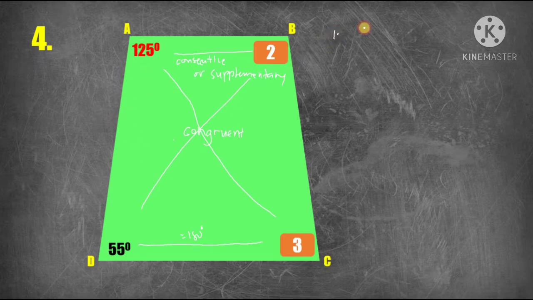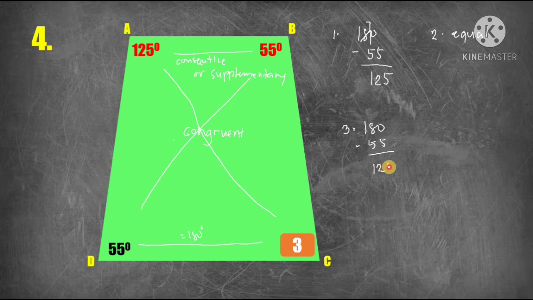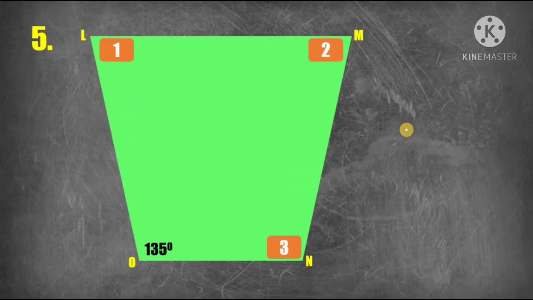So number 1, 180 minus 55 is 125. Next, number 2 is equal, so it's 55 degrees. And then number 3 is 125 also. So the solution here is 180 minus 55 is 125. This is basically so simple. If you have more questions, you can just comment below.